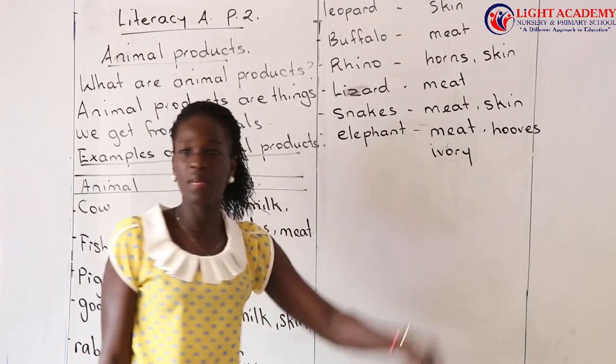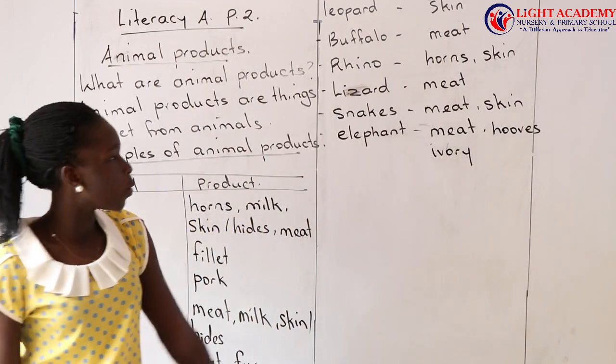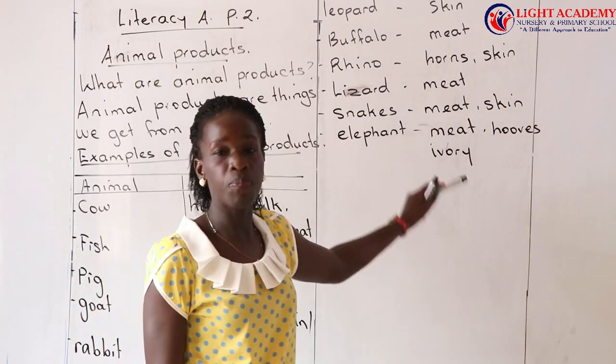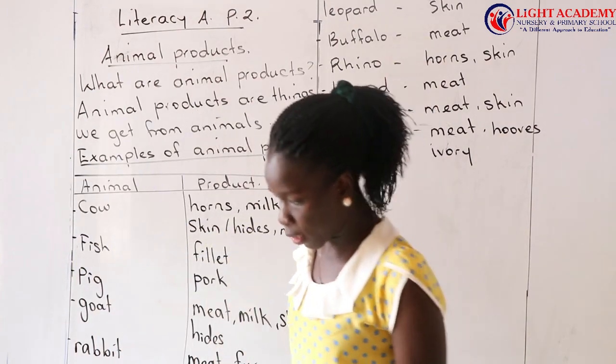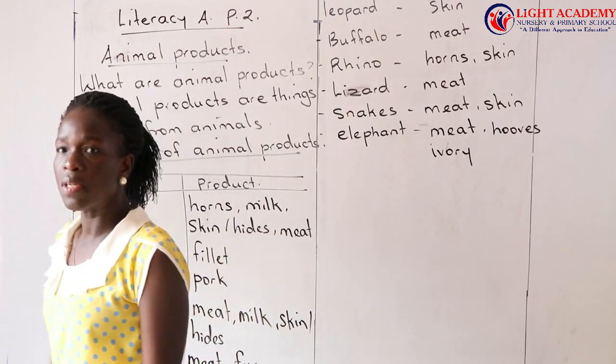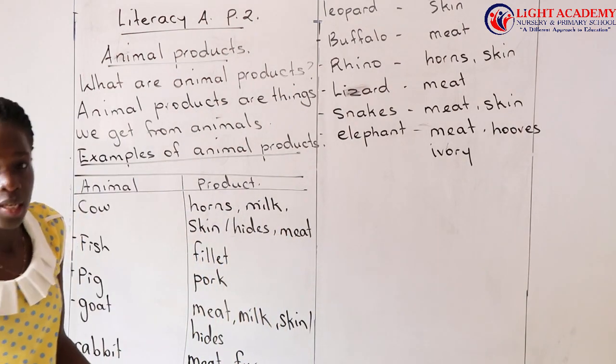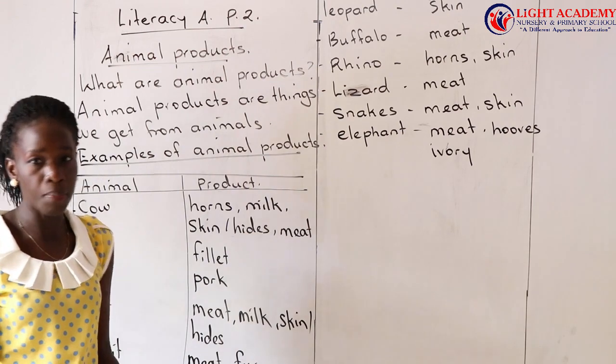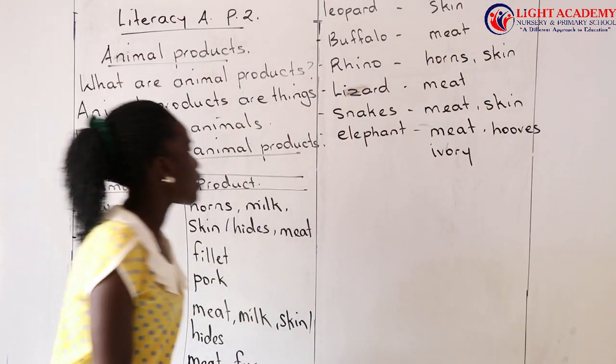And people get so many things from the ivory, though it is illegal for people to get ivory from the elephant. But people yearn for it. Why? Because they want to make something out of it so that they can sell them and get what? Money. So thank you so much for listening.